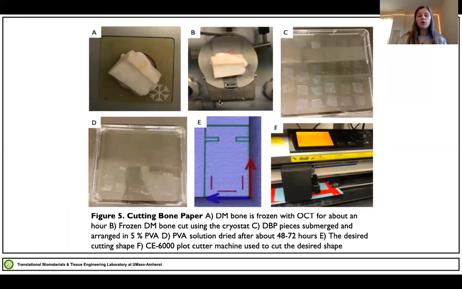This figure demonstrates the process of first freezing demineralized bone in OCT, cutting the bone with the cryostat machine into 20 micrometer pieces, and then arranging these pieces into a plastic tray. The pieces are submerged in a 5% PVA, or polyvinyl alcohol, solution and arranged in a 6x6 manner, and then allowed to dry for 2 to 3 days. The dried PVA sheet is then extracted and cut into the desired shape using a CE6000 plot cutter machine. Once the pieces are cut, they can be weaved.